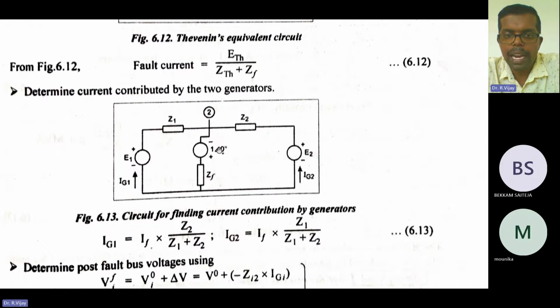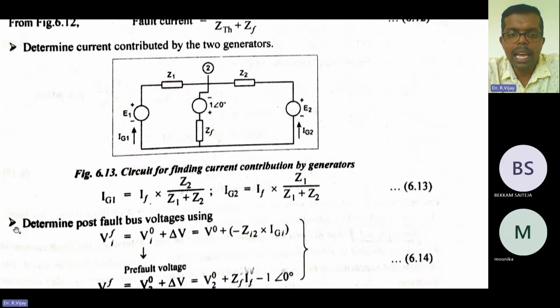Here at bus 2, before the fault there is no fault current, and we have 1 at the angle of 0. That is why we take 1 at the angle of 0: it is the pre-fault voltage, which we consider as 1, as we mentioned earlier. But due to the fault, the polarity at these terminals changes: here minus, here plus, and the fault impedance is ZF. So this is the circuit for finding the current contribution by the generators.